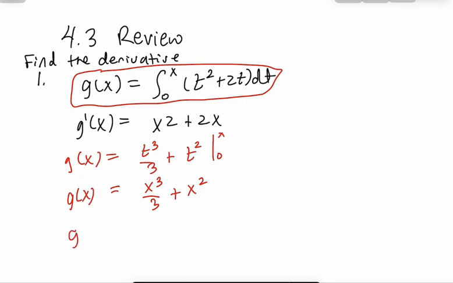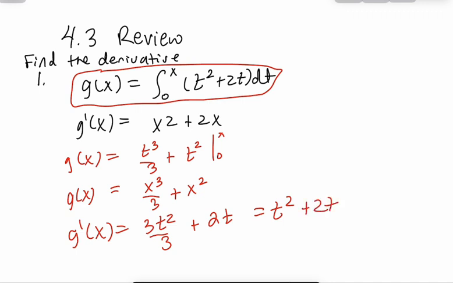But look what happens when we do the derivative. Oh my goodness. This becomes 3x squared divided by 3, and this becomes 2x, which is x squared plus 2x. Oh, I'm sorry, I keep switching back and forth between t's and x's. I'm so sorry.